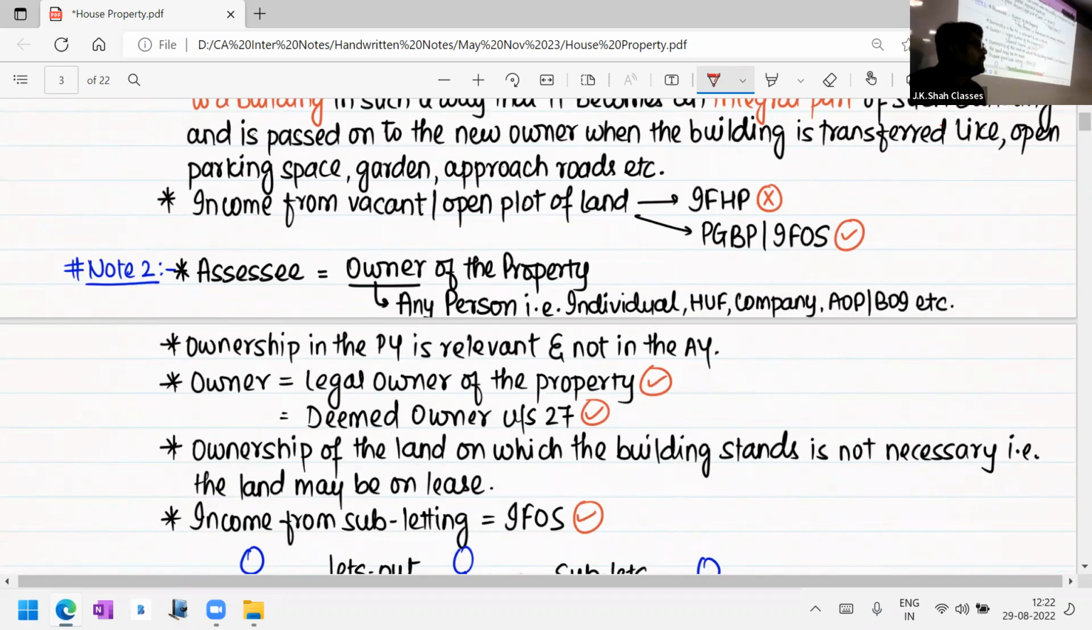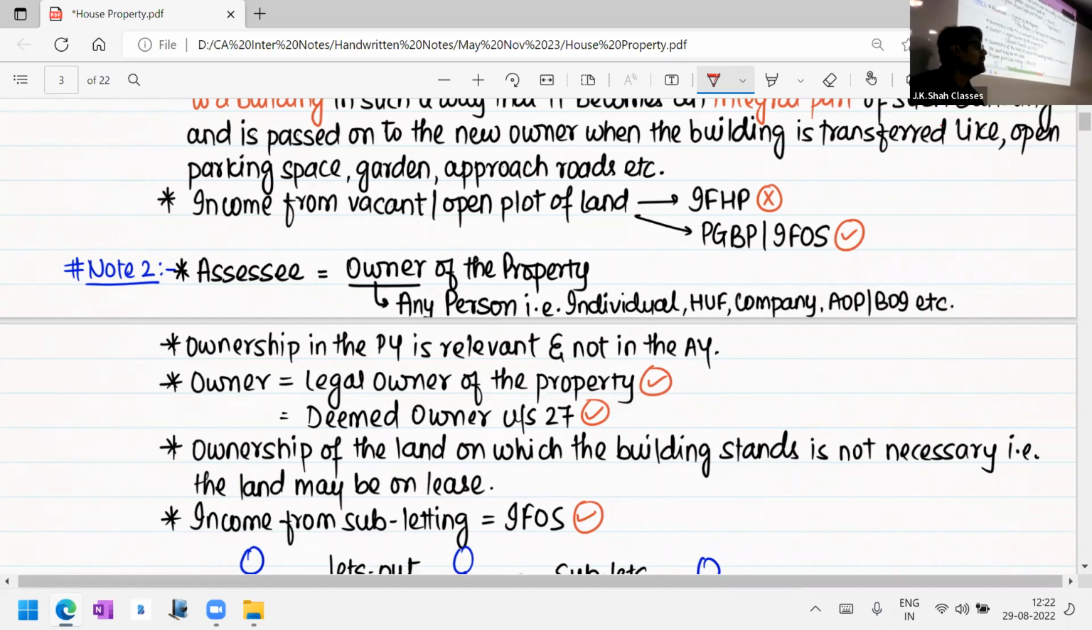Right now? Now see, owner means what? Owner means legal owner. So are you the legal owner of the property? Only then the income of this property shall be taxable to you under the head house property.